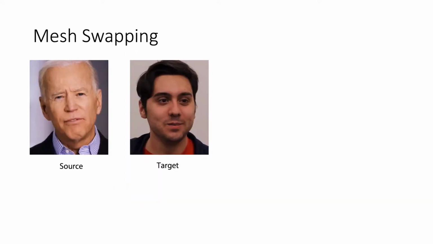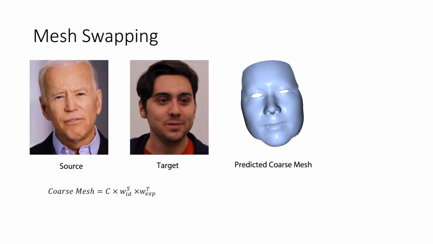When swapping the face mesh, we want to keep the shape of the source face and animate it in the target expression. So the coarse mesh is computed as the bilinear face prior C multiplied by the source identity parameter and target expression parameter. In addition, we want to predict wrinkle motions such that in the target expression, the source face still has a plausible person-specific wrinkle style.